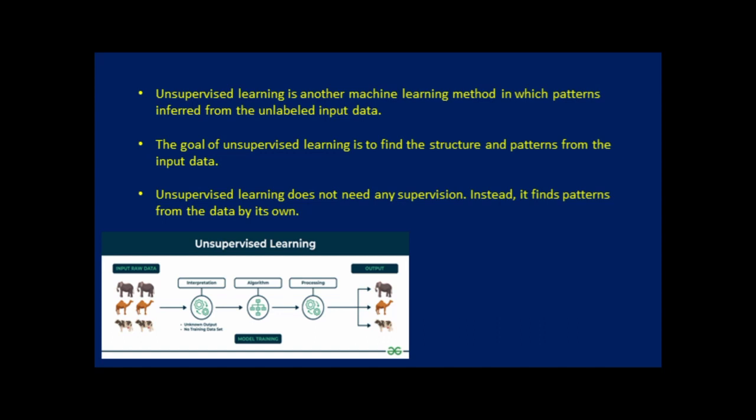In unsupervised learning, there is the raw input data. There is no label. Unsupervised learning is another machine learning method which infers from the unlabeled input data. The goal of unsupervised learning is to find the structure and pattern from the input data. Unsupervised learning does not need any supervision. Instead, it finds the data on its own. So we can say that there is a group of elements, camel and cow. There is no label. By using our algorithm, we need to interpret, classify and predict it.